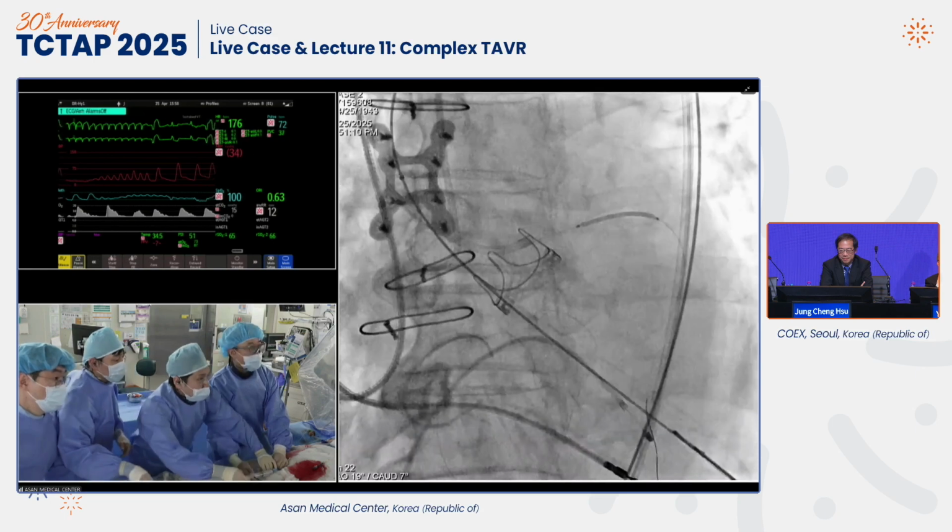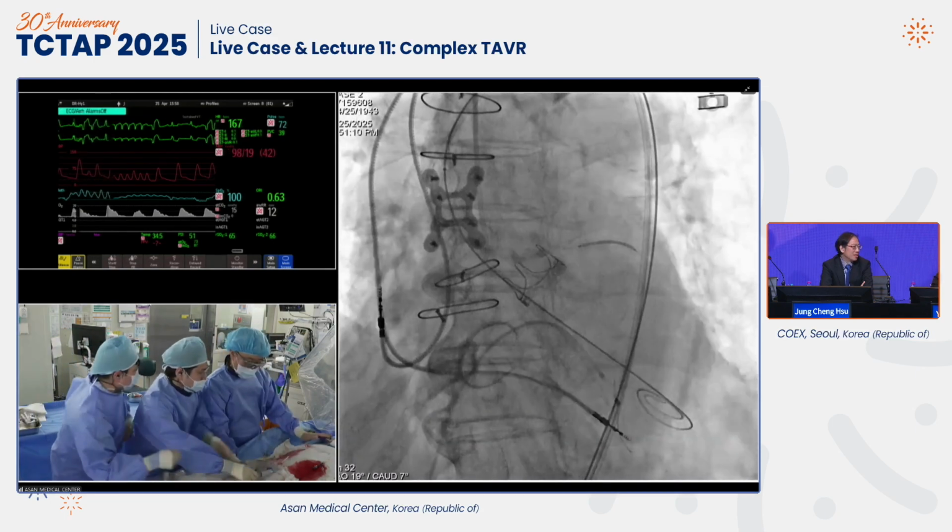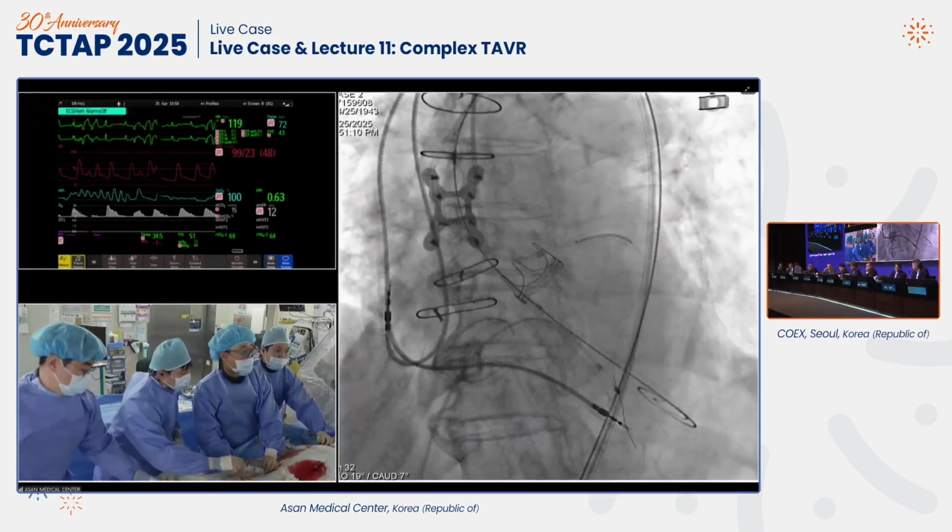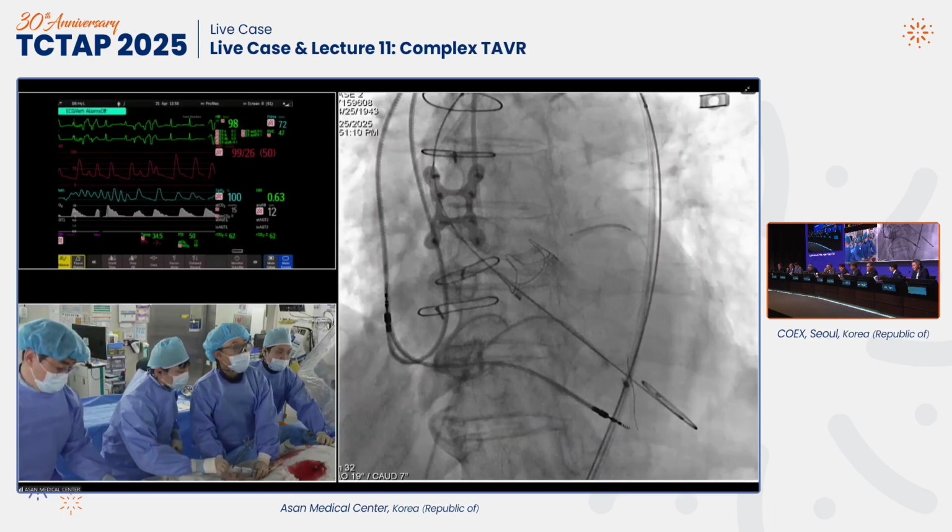Well, the coronary is filled. I think you saw, look at this. During the balloon inflation, the coronary flow is good, right? Absolutely, that is a good sign.